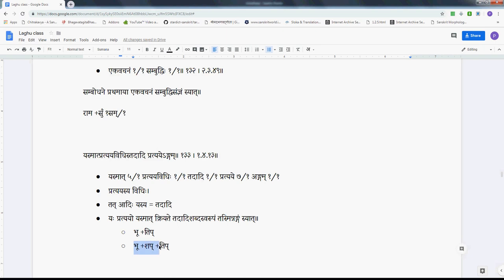So bhu plus shap will become the anga here, and when you derive this, you will get bhava. So bhava will become the anga for tip, not bhu, but bhava, or bhu plus shap. For shap, however, bhu is the anga. So this is the reason yasmat is given in codified language as yasmat, with a pronoun. It can be a pratipadika, it can be a dhatu, it can be anything for which the pratyaya is added.